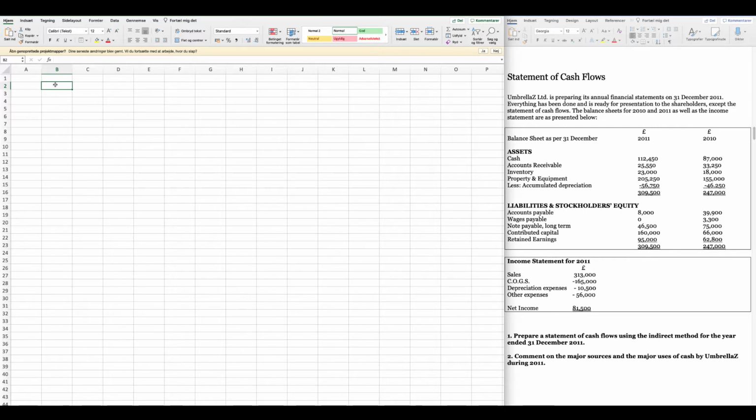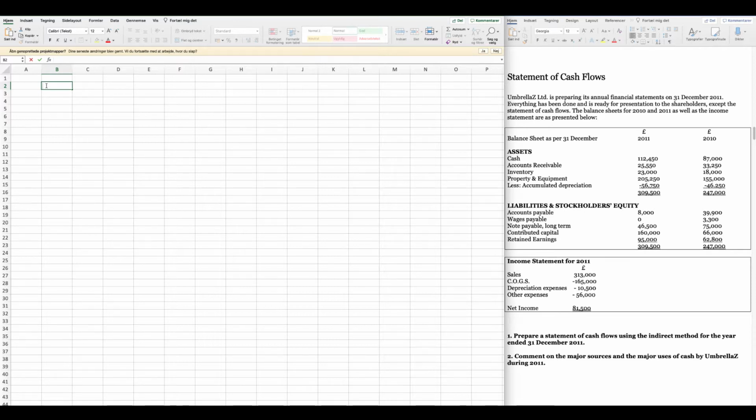In this exercise, after a brief theory introduction, we'll show how exactly we do it based on the information we are given. It is worth noting that there are a few different ways of preparing a statement of cash flows, but the way that you should know how to do it is using what we call the indirect method. The reason it's called the indirect method is because we're basing it on indirect information, in that we're basing it on two balance sheets and an income statement.